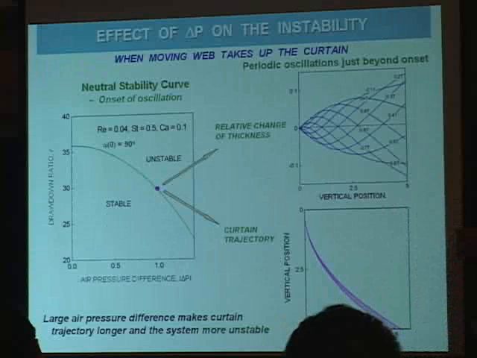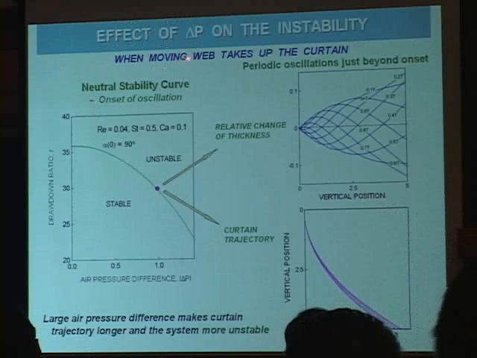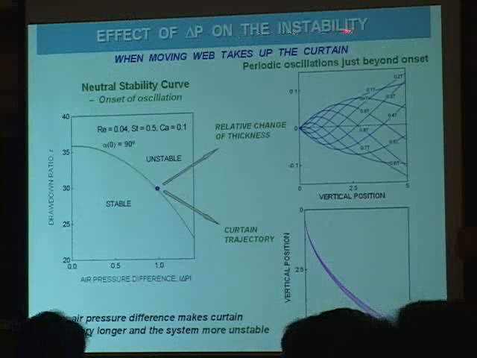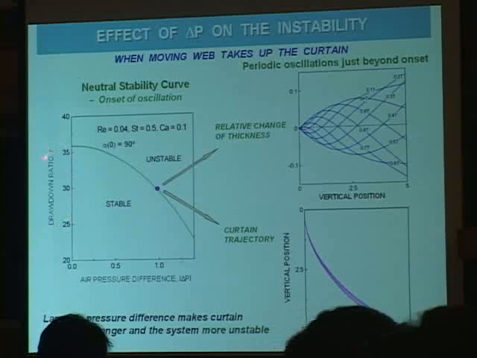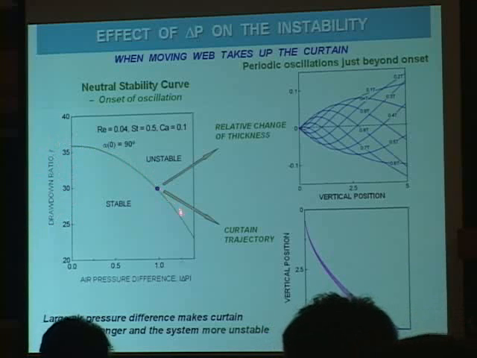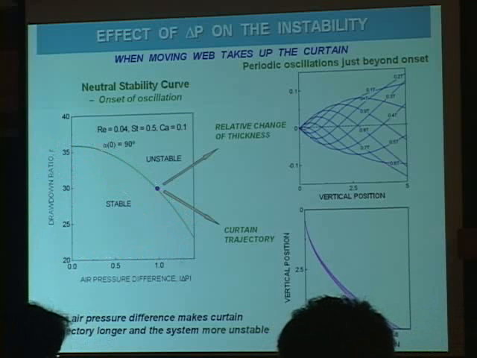This is one example showing the effect of air pressure difference between the cotton on the instability when the moving web takes cotton. In the left figure, the critical onset point in the form of the drawdown ratio is plotted against air pressure difference. So we can see that large air pressure difference makes the system more unstable. These figures are illustrating the periodic oscillation of cotton thickness and cotton trajectories over the onset point here.